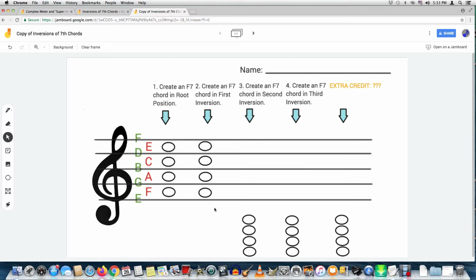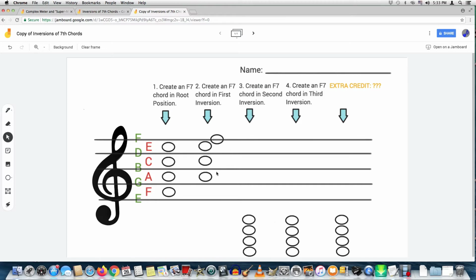Well, I have an idea. What if we took this bottom note and moved it to the top F? So basically I moved it from the bottom F to the top F. Okay, the low F to the high F. That looks very similar to what we had before. Let's see if this is correct. Okay, we do have the letter F, we have the letter A, we have the letter C, and we have the letter E. We have all the right letters, and let's see if it's in first inversion.